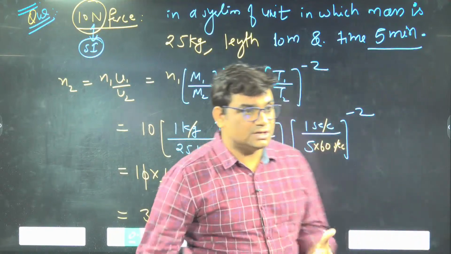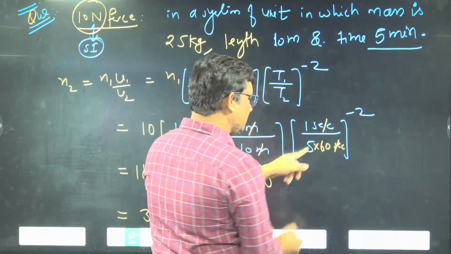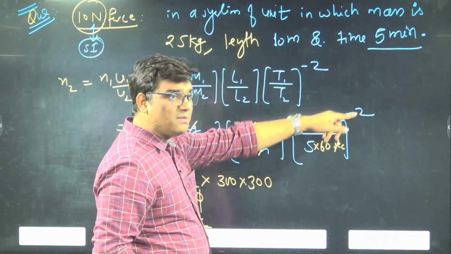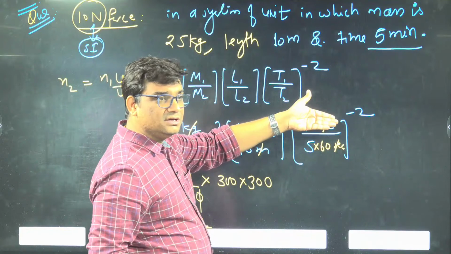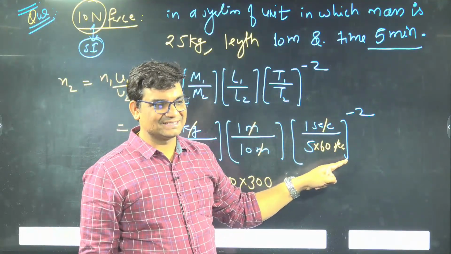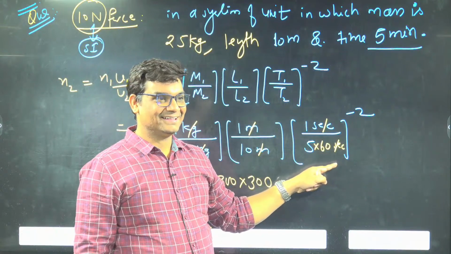Sir, 300 into 300, how? Here it is 5 into 60. 5 into 60 will be 300. And 300 is downside with power minus 2, so it will go upside. Surya, I have written one direct step. I hope everyone will get this thing. Most of the time I don't write this.